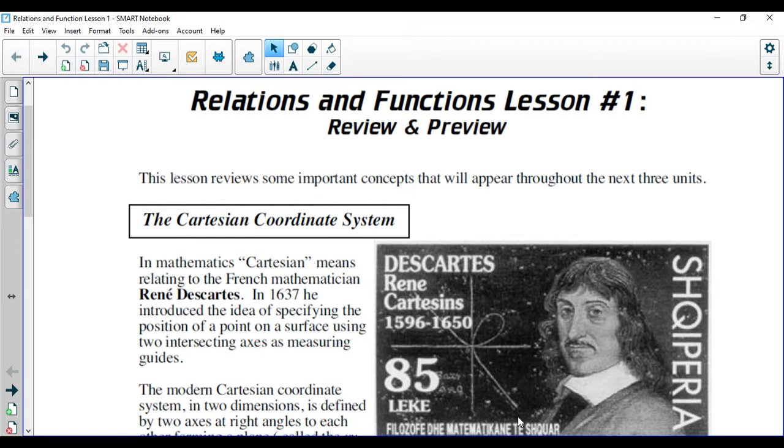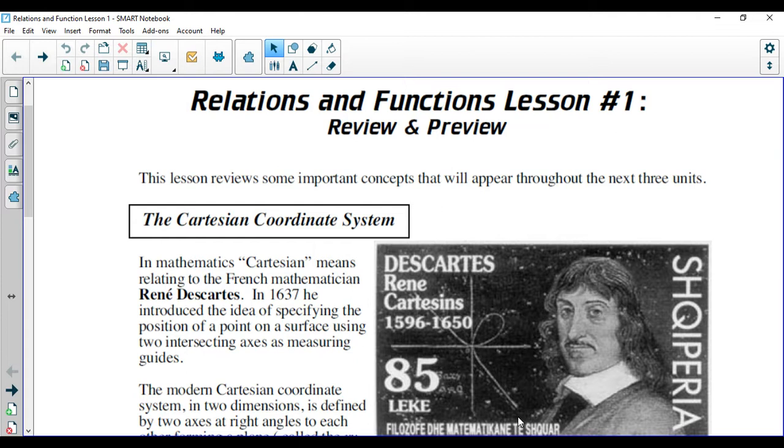Hello again, Math 10Cs. In today's lesson, we are going to start a new unit of study, with the name of the new unit being Relations and Functions. And we're going to do so just by reviewing material that you're already familiar with back from junior high math.